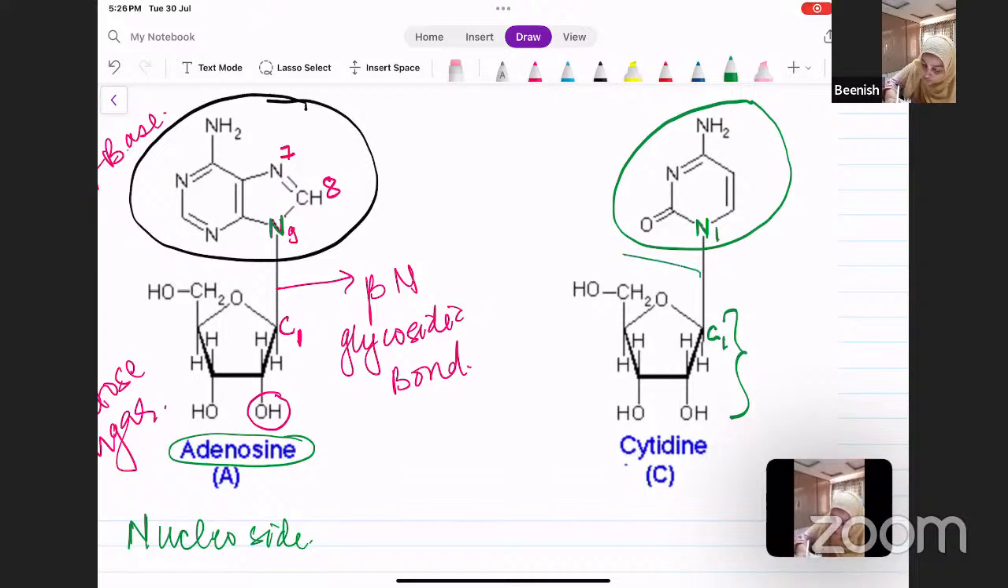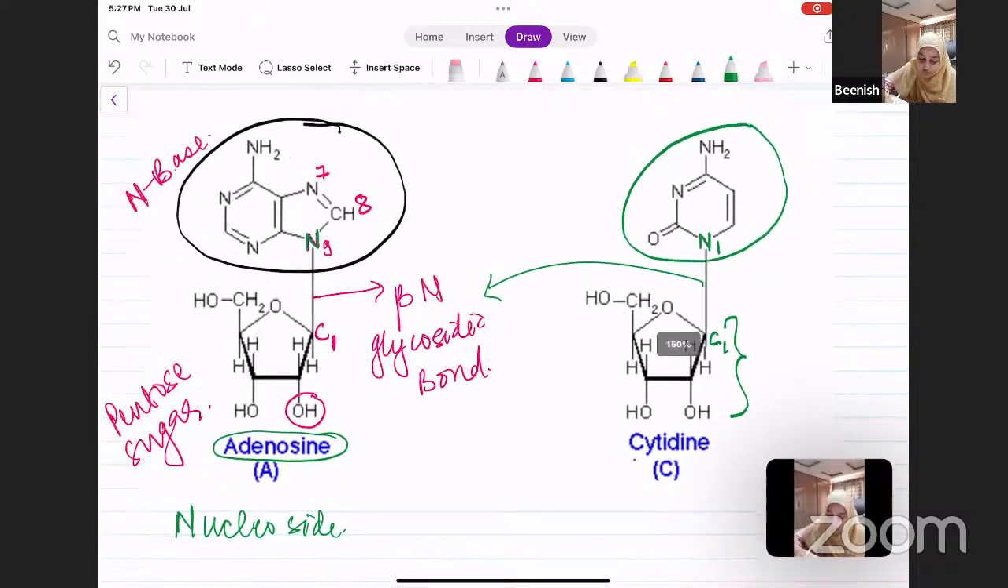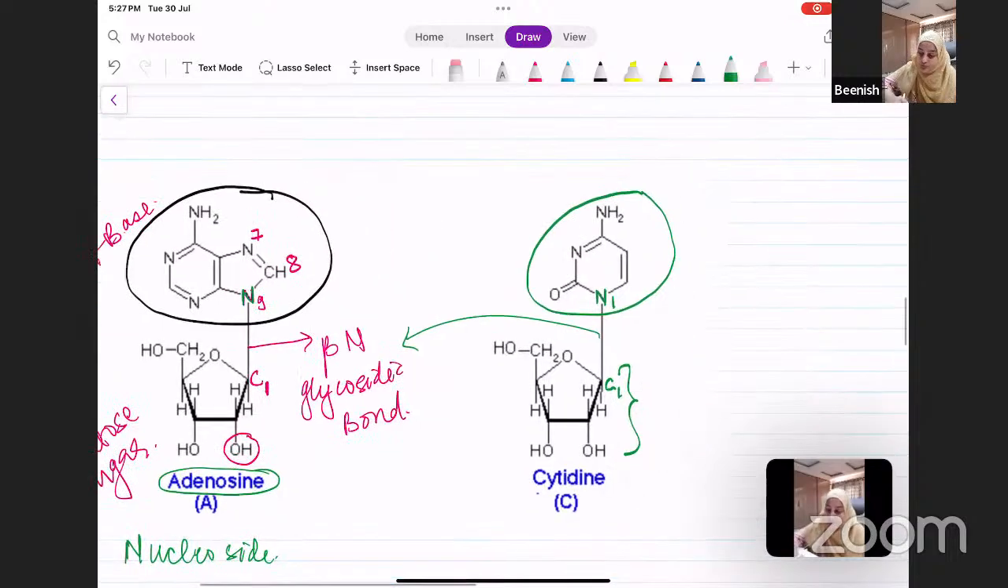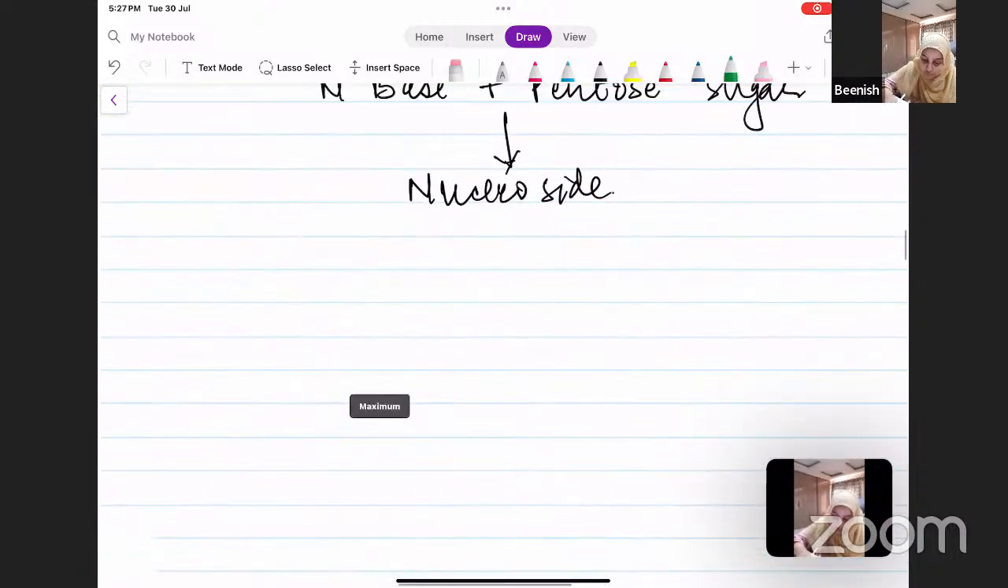And again, the bond is the beta N glycosidic bond. So the nitrogen 1 of pyrimidines joins with carbon 1 of your pentose sugar by a beta N glycosidic bond, and in purines, the nitrogen 9 joins with carbon 1 of the pentose sugar via a beta N glycosidic bond. And what is formed? Nucleosides, basically, which can be adenosine, guanosine, cytidine and so on. So this is your pentose sugar plus a nitrogenous base, and you end up with a nucleoside.